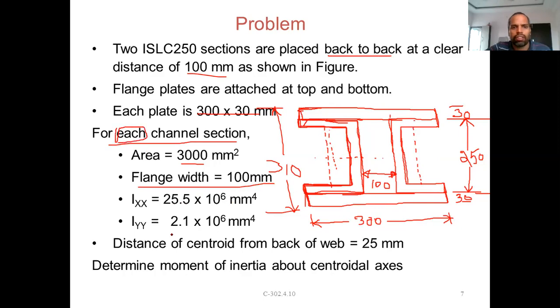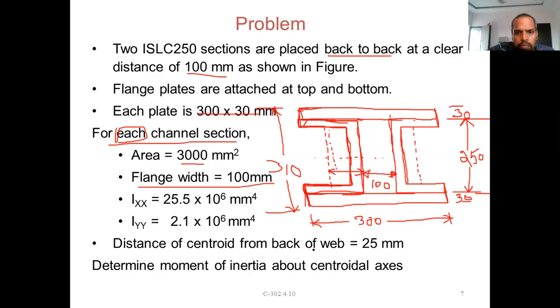Each section, and distance of centroid from the back of web. So generally this is called flange. This is called flange. This is called web. Just like I section, flange and web in channel sections. So from here to its centroidal axis is nothing but how much it is. That's what is given.